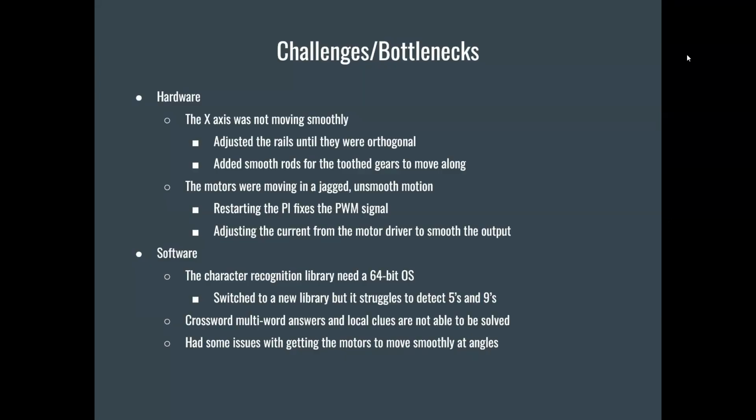We did also run into a couple challenges throughout our process of designing and building our robot. In the hardware, we ran into a problem where the x-axis was not moving very smoothly, and we figured out this was based on our rails not being orthogonal and not being parallel. So once we fixed this, it was still moving a little jagged, so we added some smooth rods to the end of the tooth gears to allow these gears to spin freely. This fixed our x-axis from moving in a jagged manner to a smooth manner.